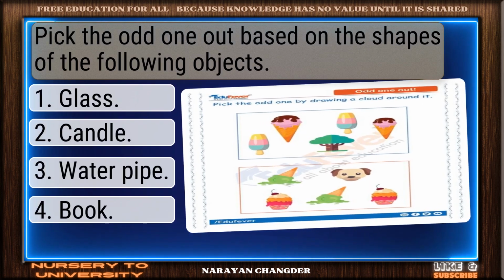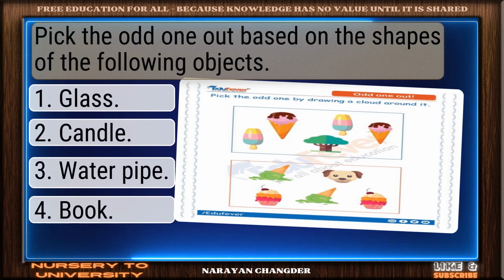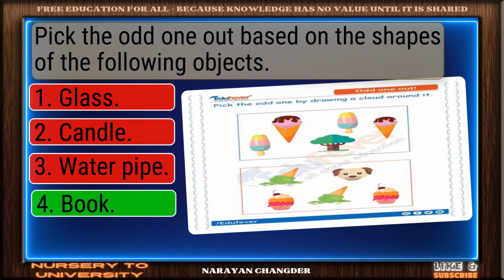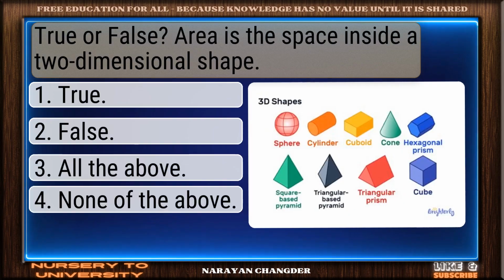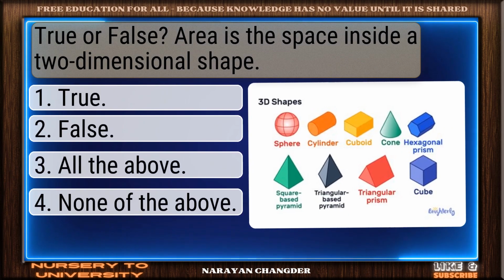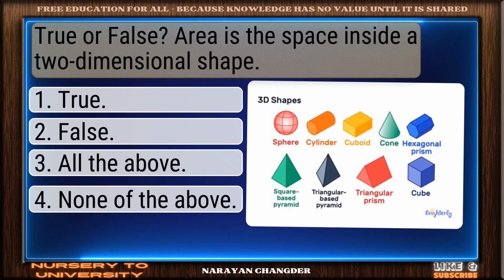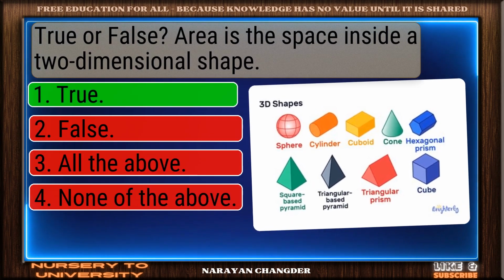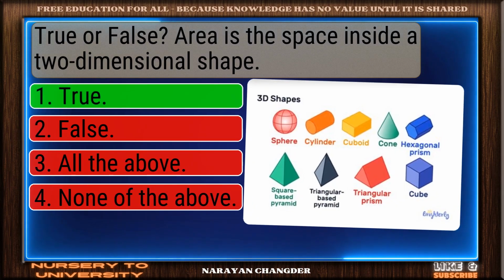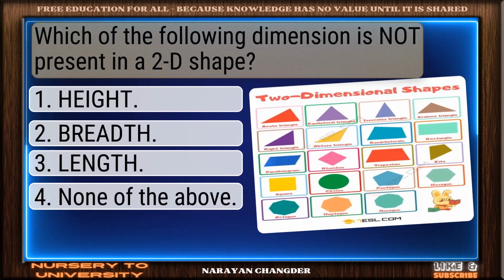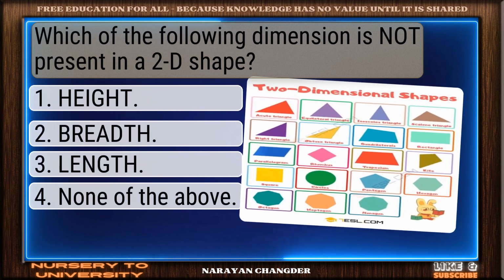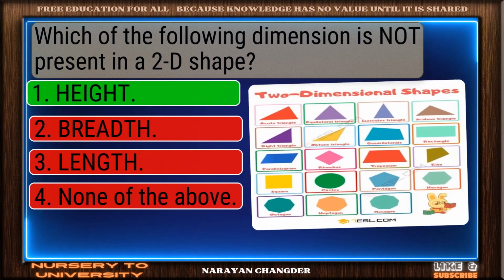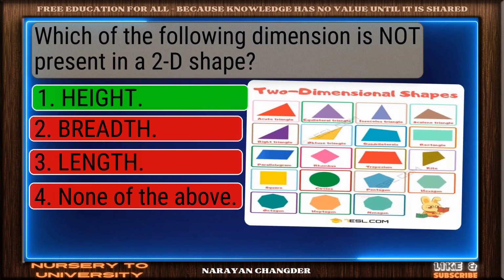Pick the odd one out based on the shapes of the following objects. Perfect. Book is the correct choice. True or false? Area is the space inside a two-dimensional shape. Nice work. You chose true and it is correct. Which of the following dimension is not present in a 2D shape? Well picked. Height is the correct answer.